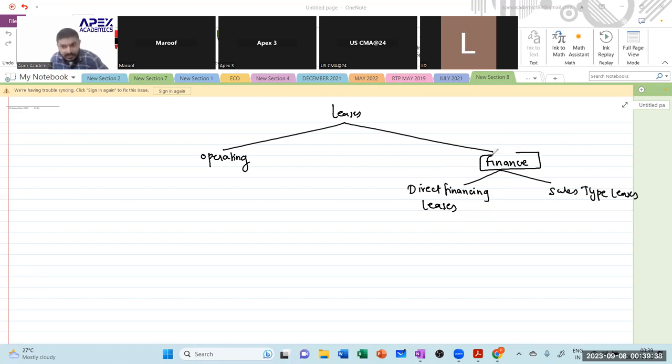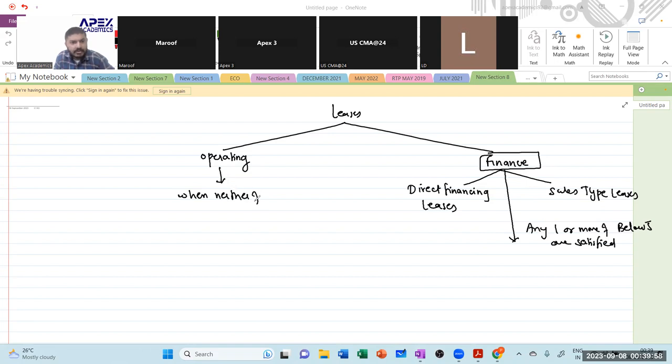The question is, when is a lease a finance lease? When any one or more of the below 5 are satisfied. When is a lease an operating lease? When neither of the adjacent 5 are satisfied. What is the first one? Title transfer or ownership transfer. Agreed or disagree? Agreed.